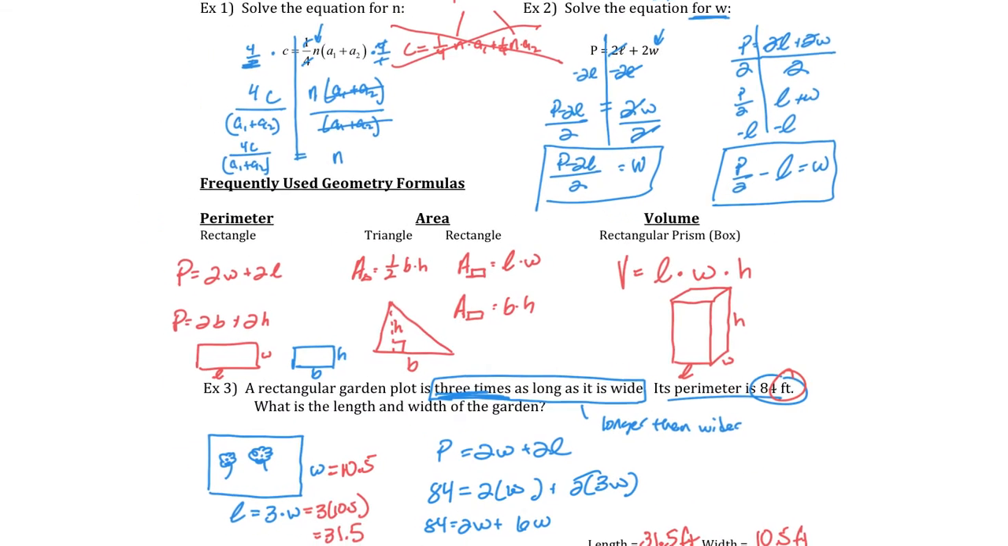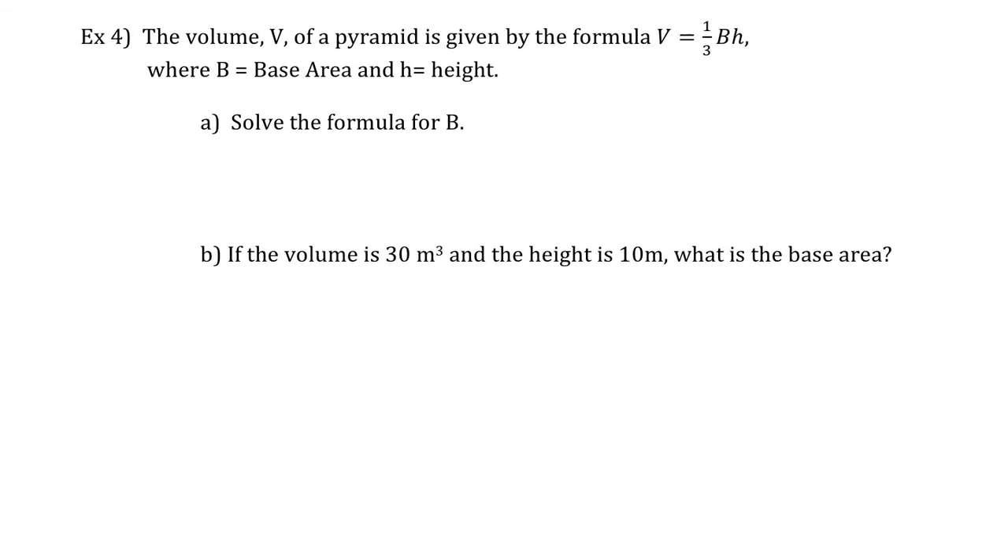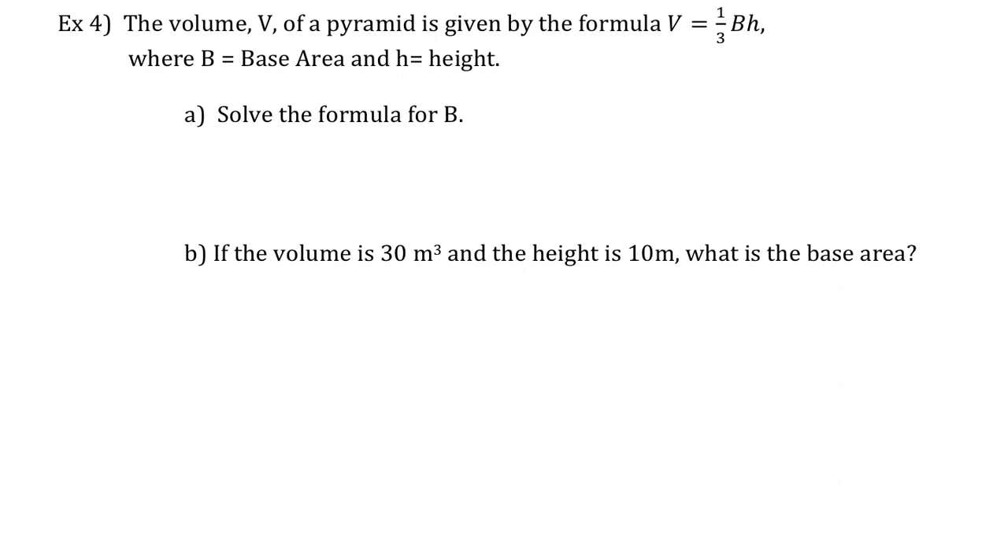Okay, last example. This one is on the next page though. All right, let's zoom in here a little bit. It says the volume V of a pyramid is given by the formula V equals 1/3 BH. And I want you to keep in mind, if it's not one of the basic formulas that we have on the front side of this, we'll provide the formula for you. The SAT does the same thing, so no reason we can't. So volume of a pyramid is 1/3 B times H.